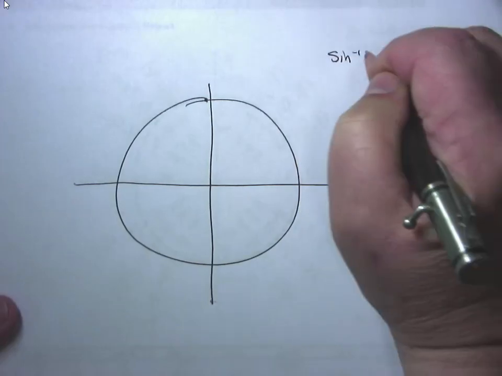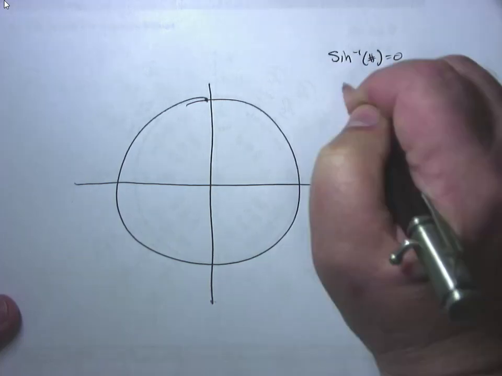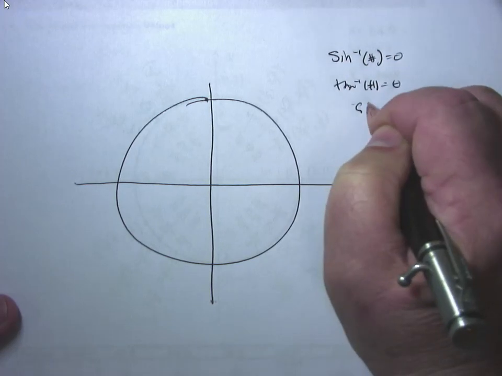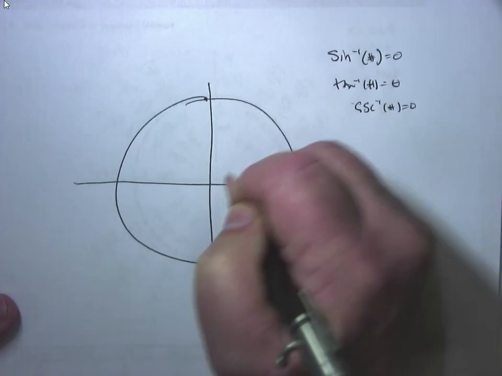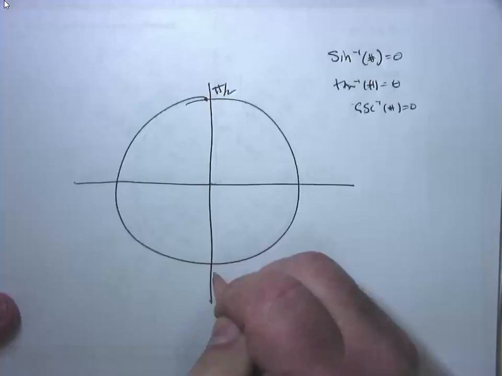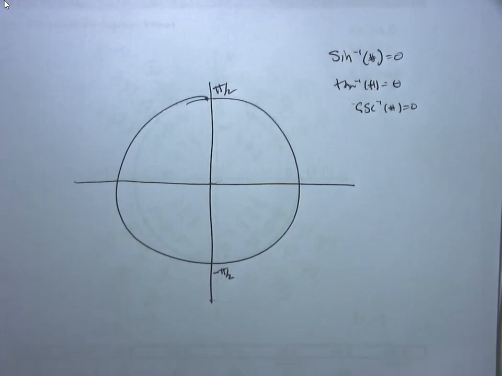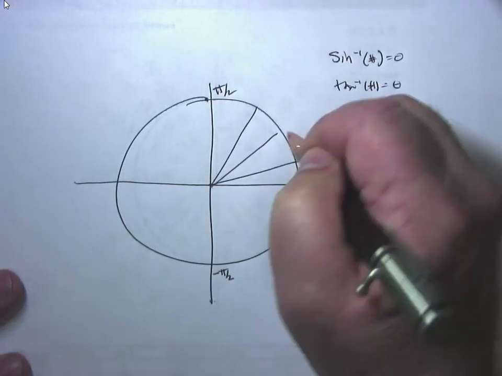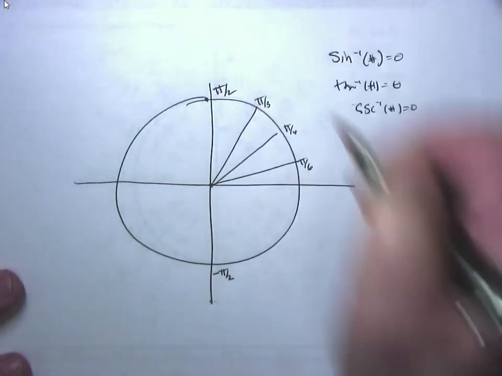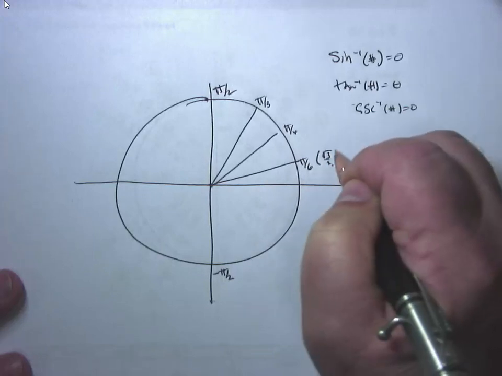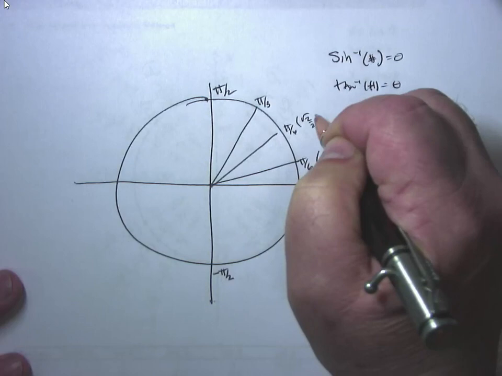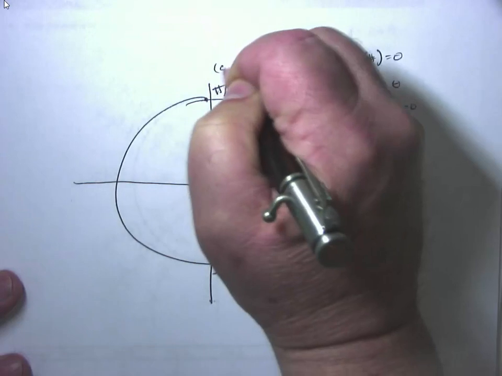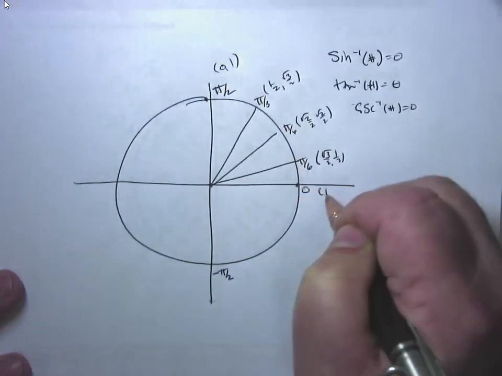Sine inverse of a number equals an angle. Tangent inverse of a number gives you the angle back. And cosecant inverse of a number equals an angle. You've got to use the angles between negative pi halves and positive pi halves, which means this. This is pi 6, this is pi 4ths, this is pi 3rds, this is pi halves. This is the point square root of 3 over 2, 1/2. This is the point square root of 2 over 2, square root of 2 over 2. This is the point 1/2, square root of 3 over 2. This is the point 0, 1.